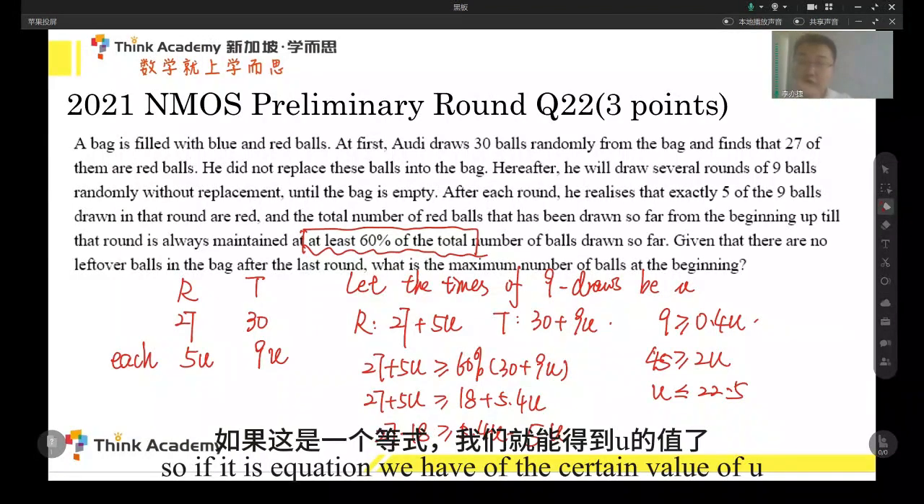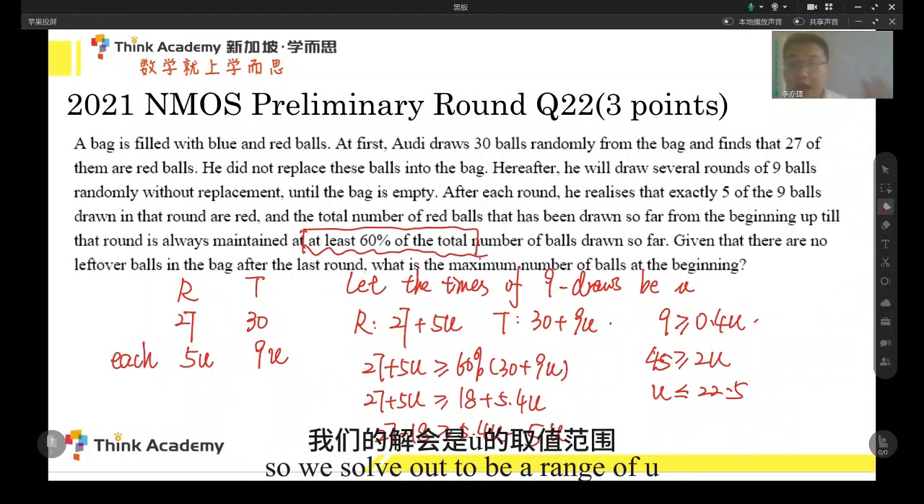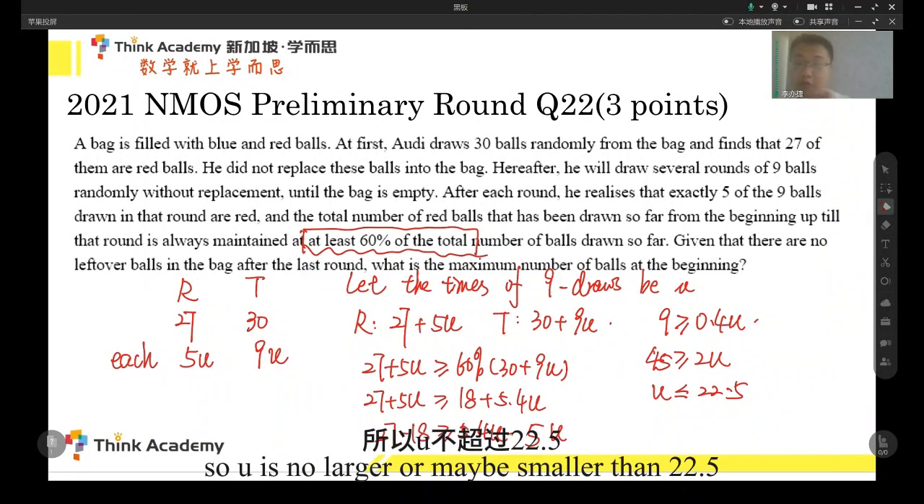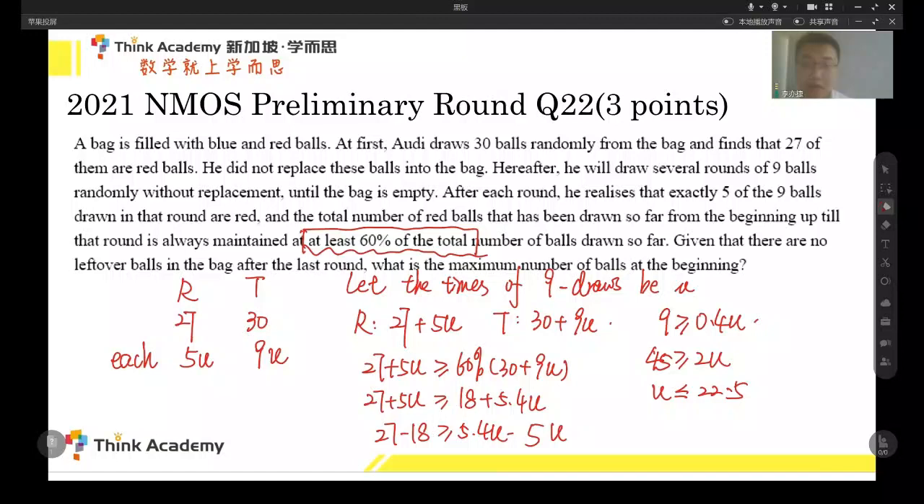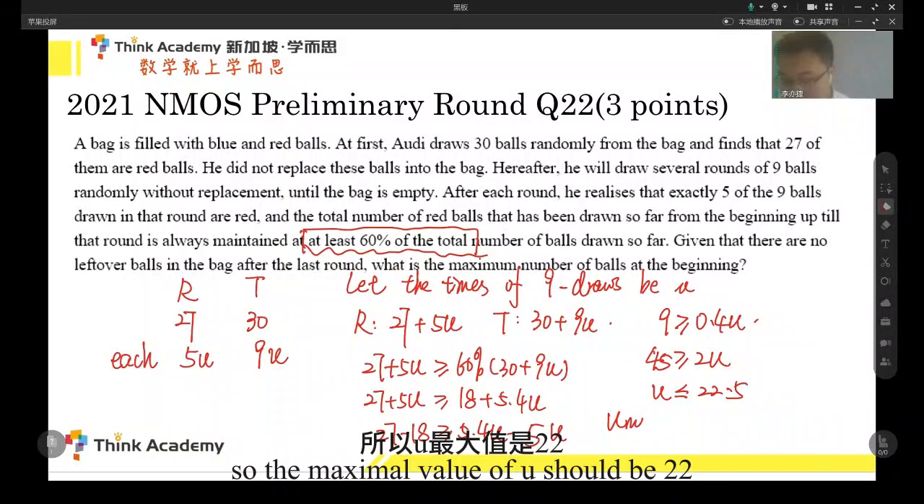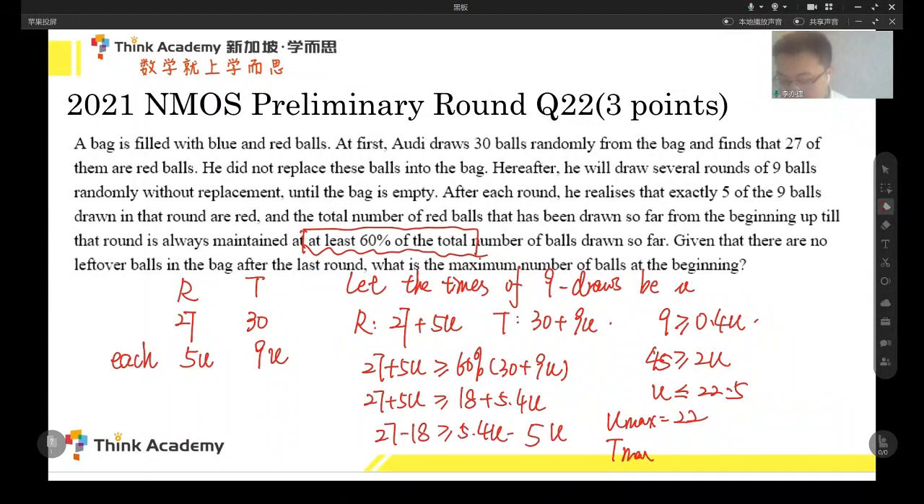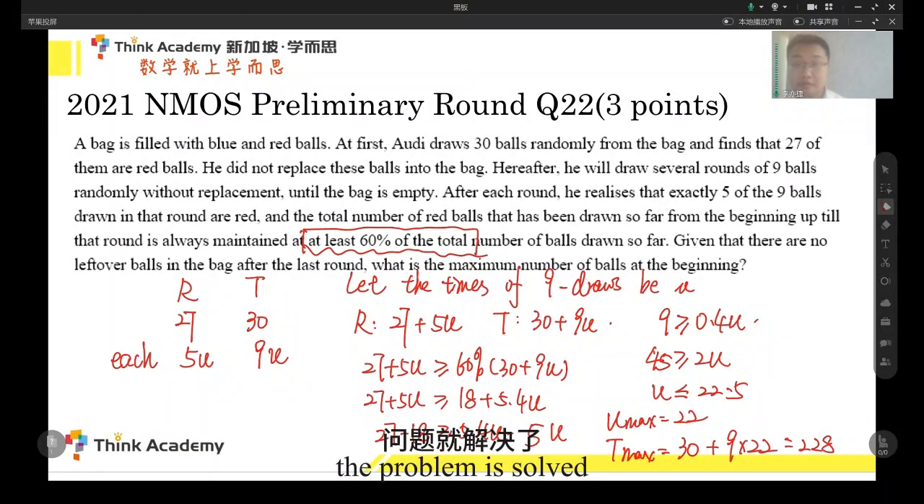So if it's an equation, we have a certain value of u, but it's an inequality, so we solve out a range of u. So u is no larger than 22.5, okay? And u, the number of draws, is an integer, so the maximum value of u should be 22. And then the total number of balls would be 30 plus 9 times 22, which will be 198 plus 30, 228. The problem is solved.